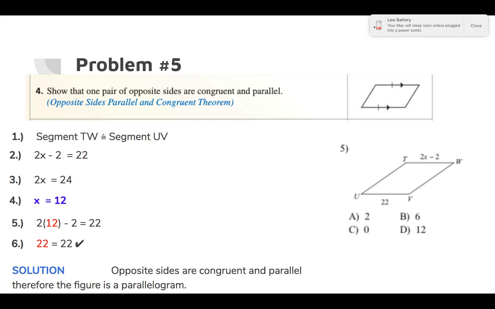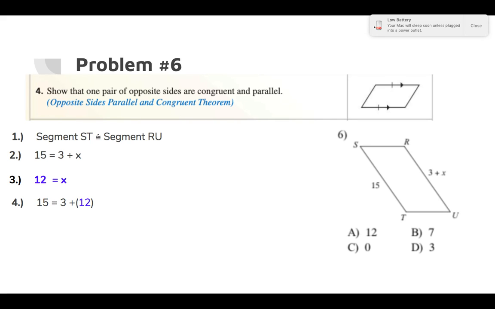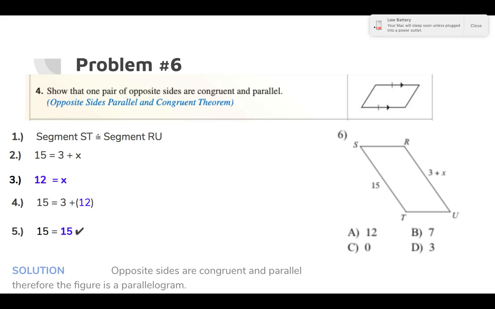These are the answers. One more, this is the last one. I almost forgot. I'm going to kind of rush here. Same principle, though. ST equals RU in terms of segments. We set the segments equal to each other. We want to solve for x. Again, we get x equals 12, so the answer would be A. And I want to make sure, so I plug in my x value, and I say that 3 plus 12 is 15. 15 equals 15. And so we can say opposite sides are congruent and parallel.